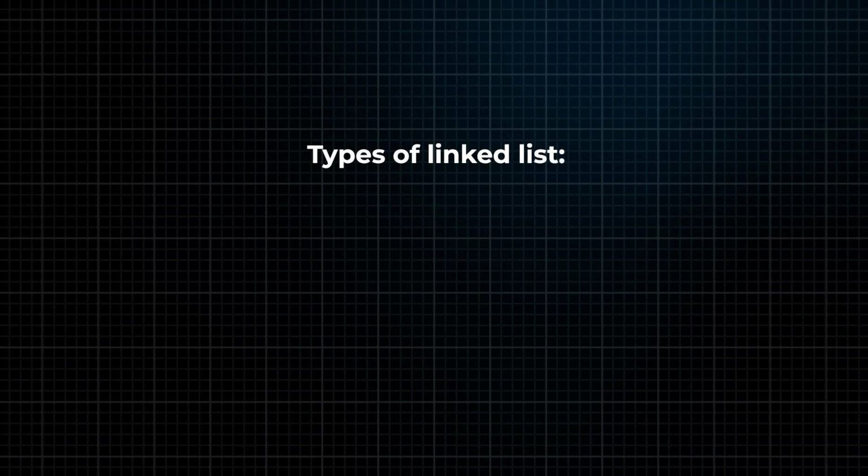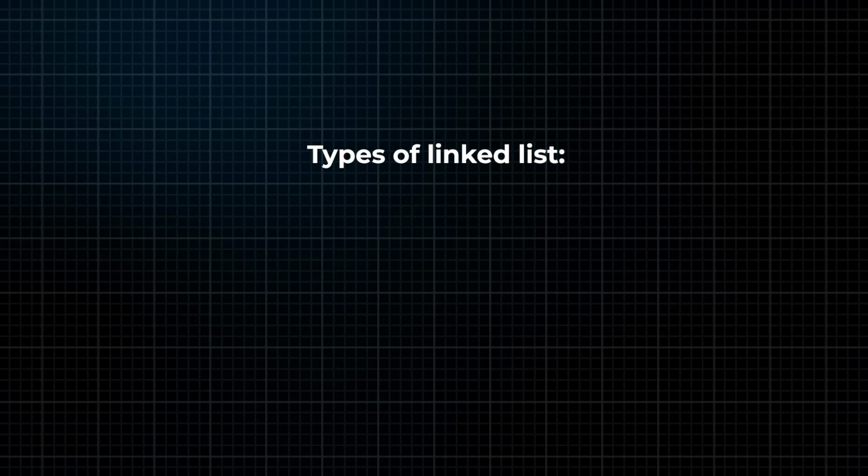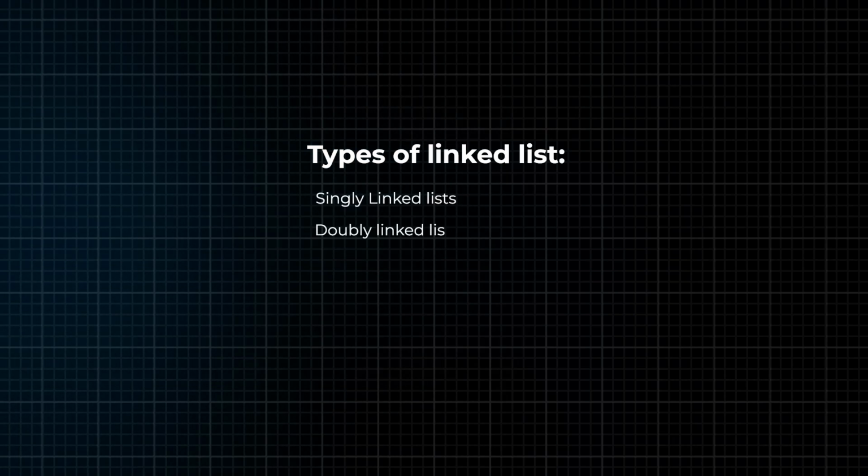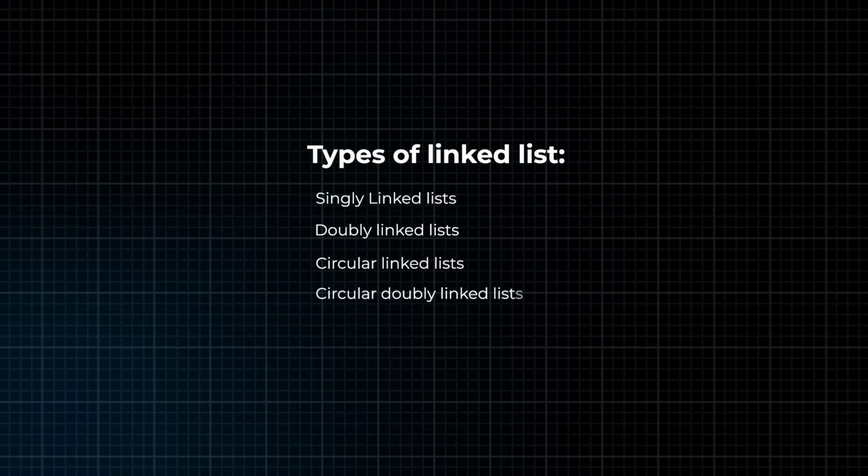There are many different types of linked lists. However, understanding the four main types will give you a solid foundation, which are singly linked list, doubly linked list, circular linked list, and circular doubly linked list.